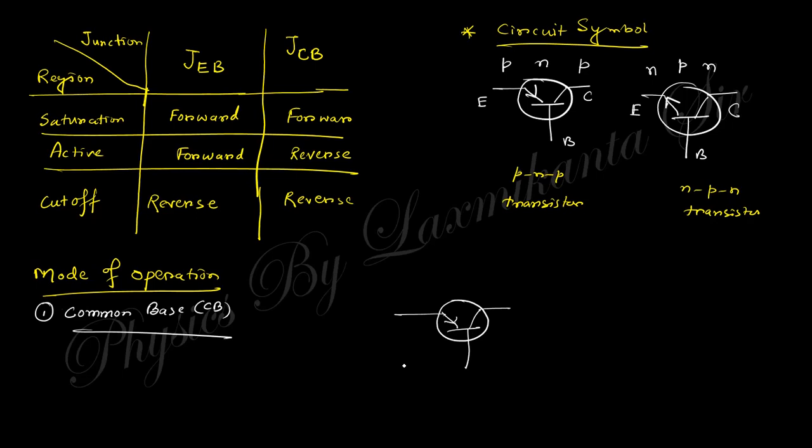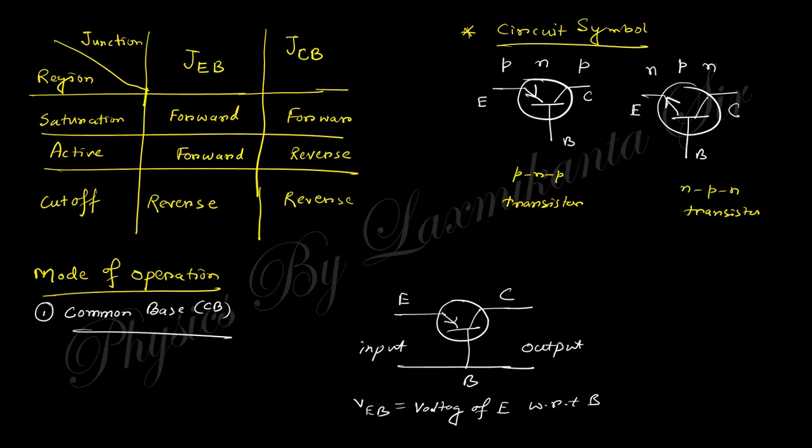This is a PNP, so this is the emitter, this is the base, and this is the collector. You can see here that this is the input and this is the output. In the input and output, this base is common. Here you can see the voltage VEB, that is the voltage of E with respect to B, and VCB, that is the voltage of C with respect to B. So the base is common here, that's why this is called the common base circuit.